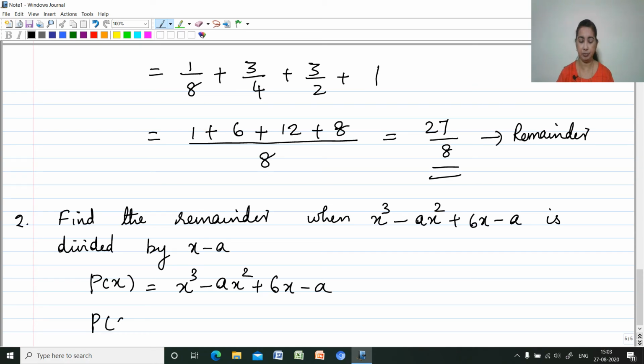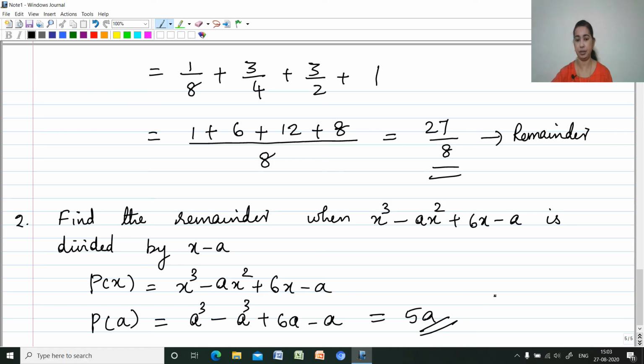So p of a, we are finding out what p of a is, that is a cube minus a into a square, that is again a cube, plus 6a minus a. A cube and a cube get cancelled, remaining 6a minus a, that is 5a. So the remainder obtained is 5a. So if I am dividing x cube minus ax square plus 6x minus a by the linear polynomial x minus a, then the remainder obtained is 5a.